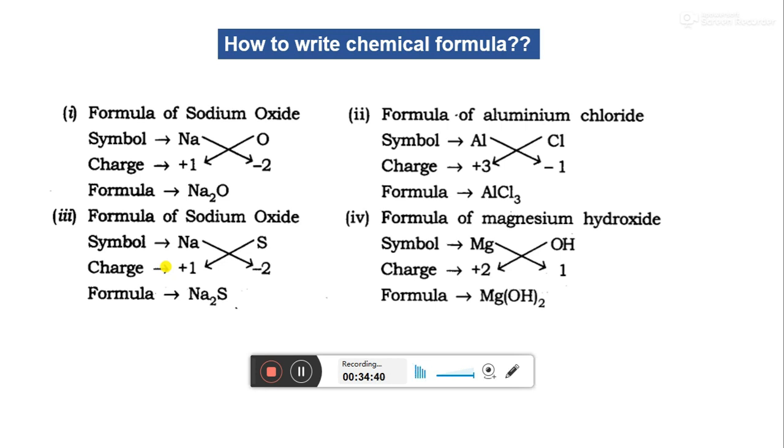Similarly, I have shown sodium sulfide. It is the third point. It is wrong. That is the formula of sodium oxide. It is not the formula of sodium oxide. This is sodium sulfide. Please make a correction for this.